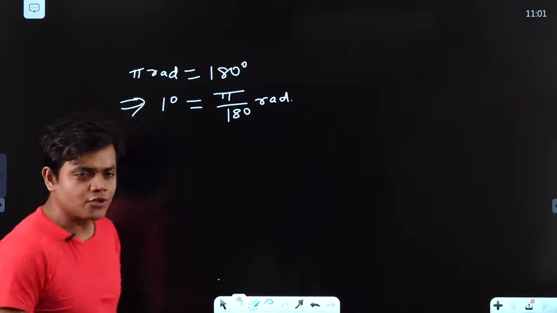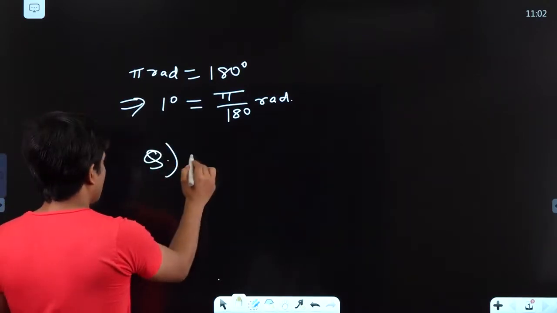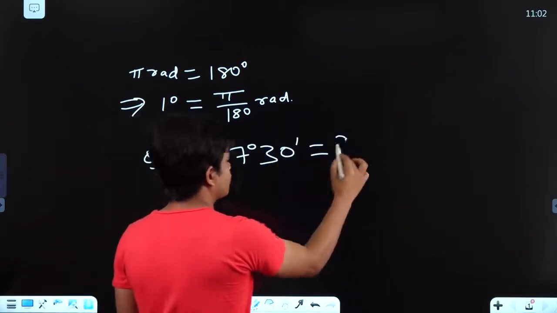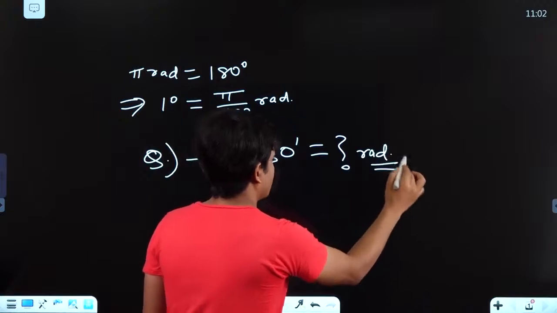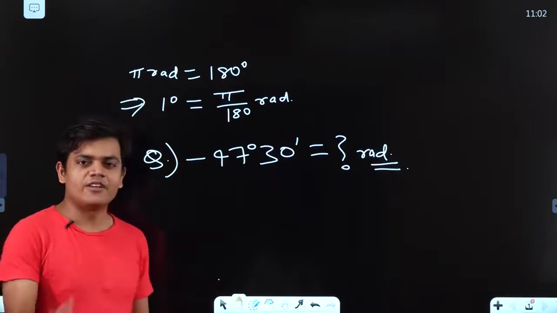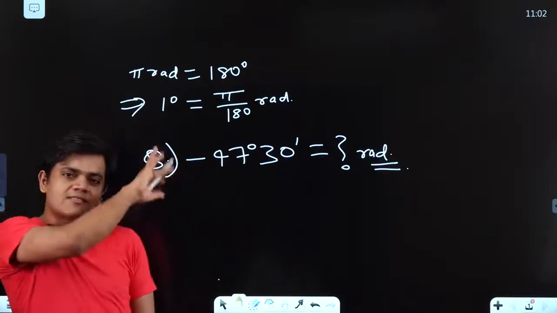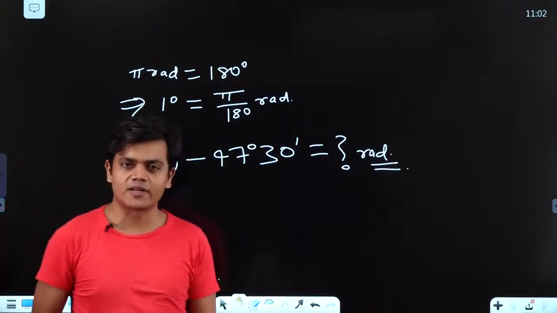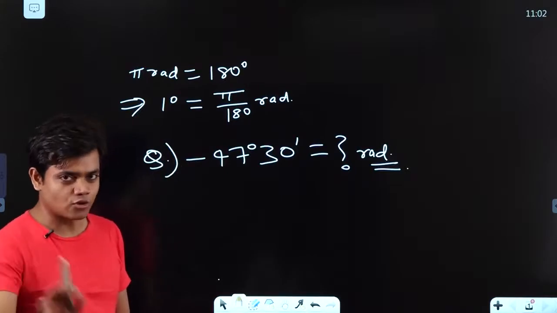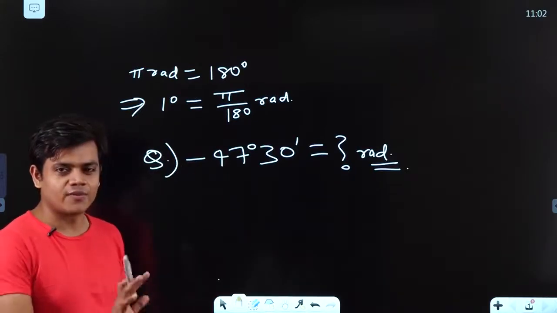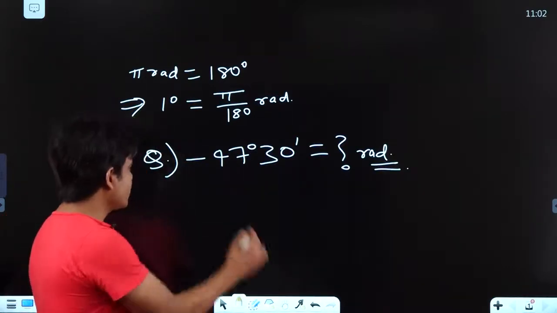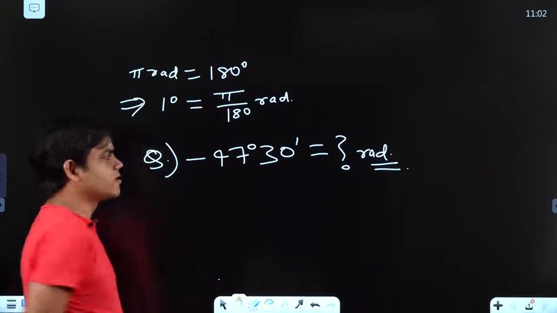So if I ask you, minus 47 degrees 30 minutes will be equal to what radian? Okay, minus 47. So the minus does not make any problem. It is just the sense of angle. If the minus is written over there, this means the sense of measurement is clockwise and nothing more than this. So don't worry about this minus sign. All right. So it is minus 47 degrees 30 minutes.